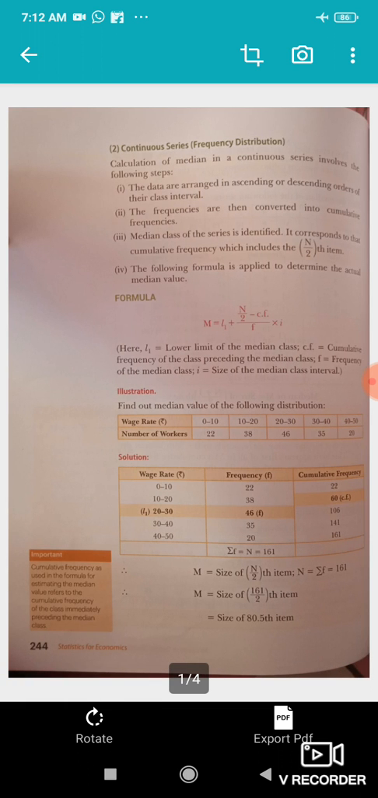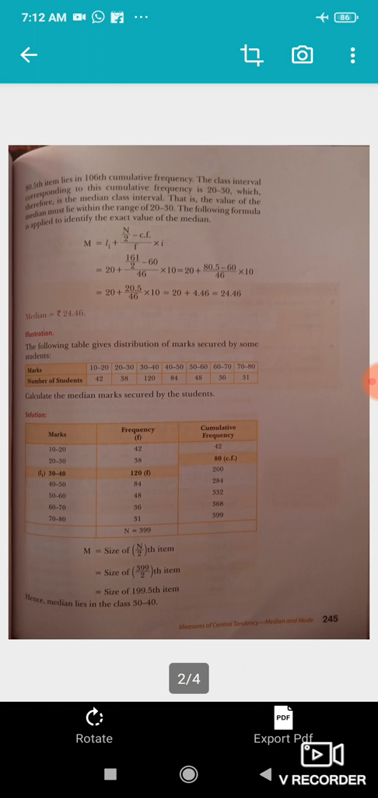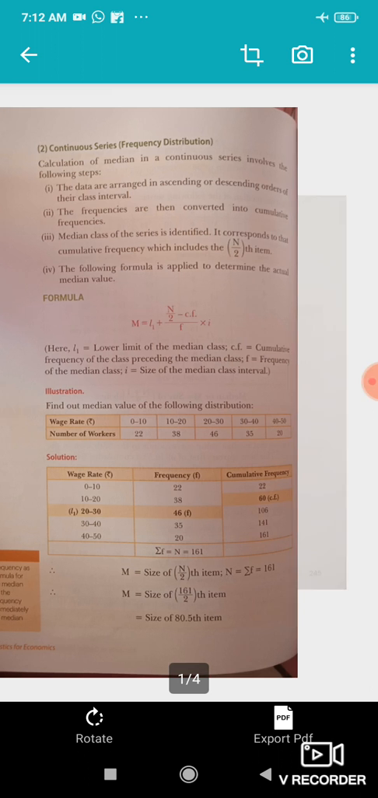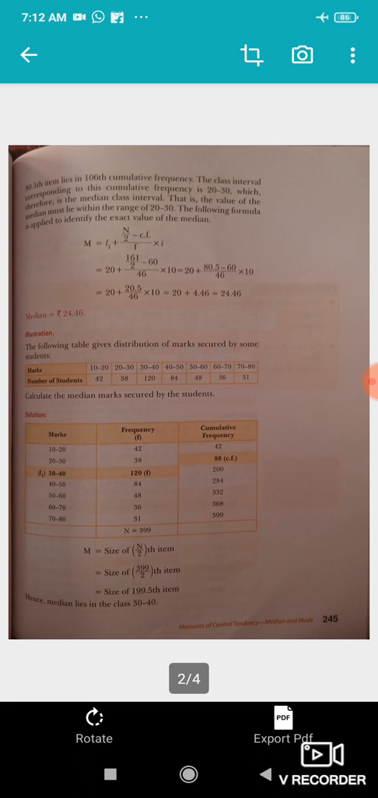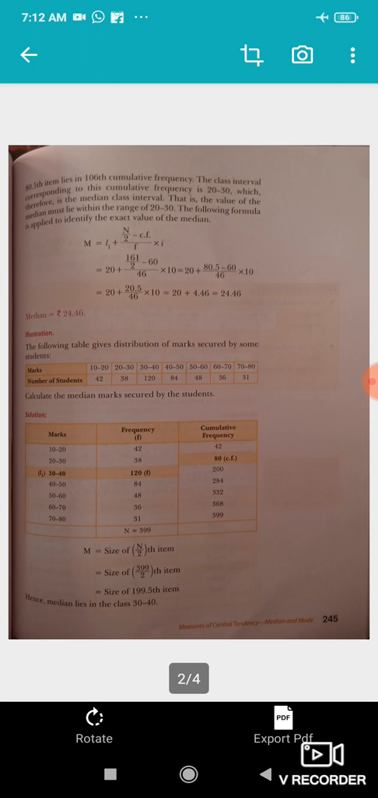Now 80.5 lies in the 106 cumulative frequency. As I told you, whatever median size comes, we will see in the cumulative frequency which is greater than it. 80.5 will not lie in 60. After 60 comes cumulative frequency 106, and 80.5 is less than 106, so it will lie in the 106 cumulative frequency. So we will take the class interval in front of that 106, that is 20 to 30, and that is the median class. It must lie between 20 to 30.